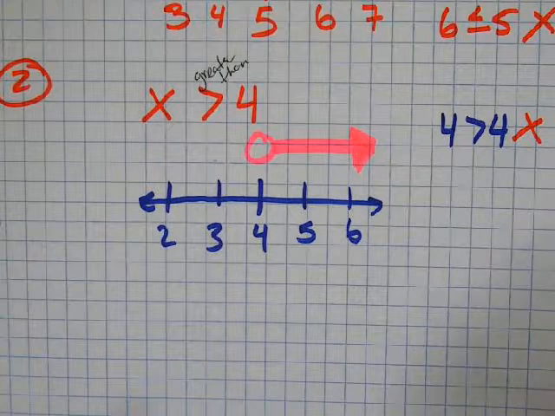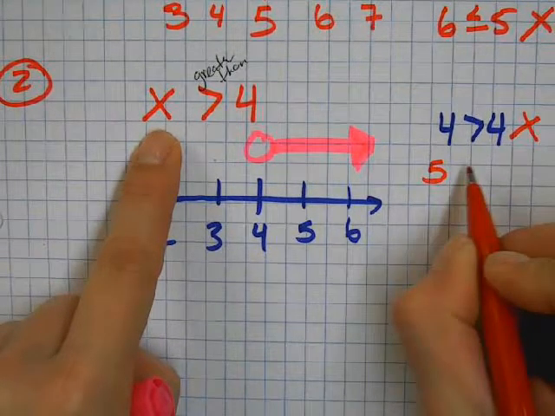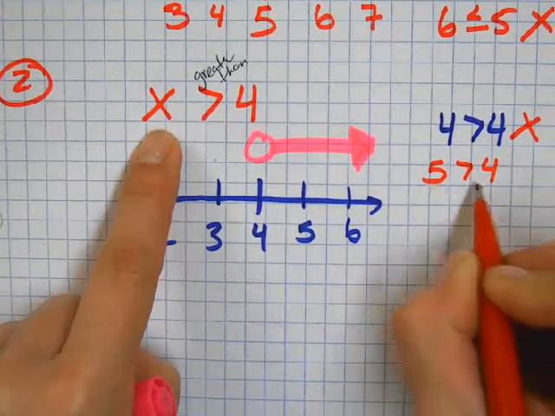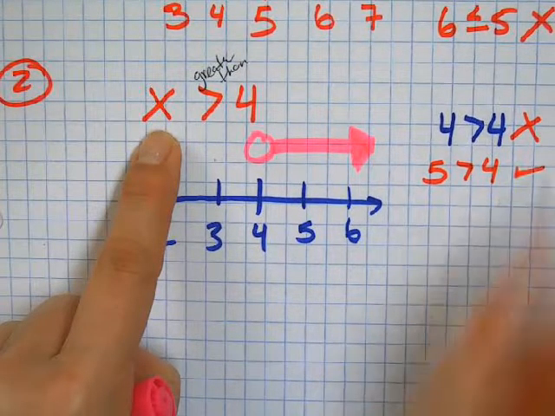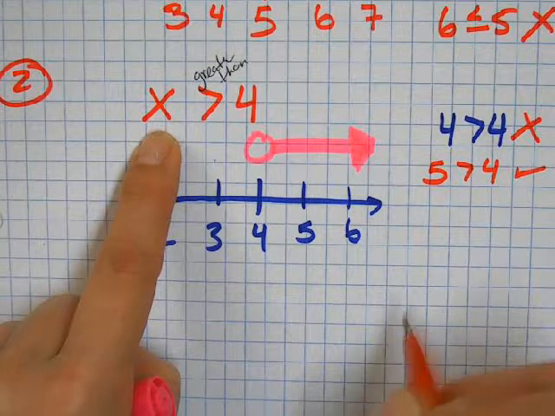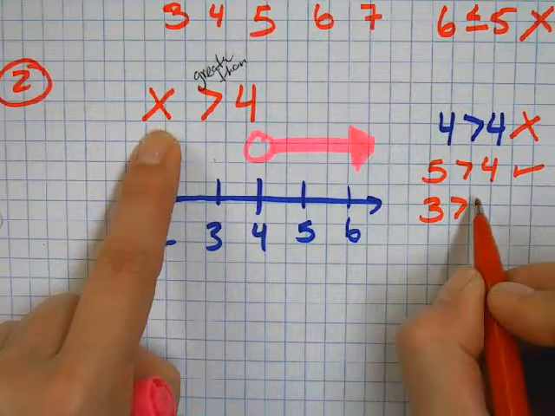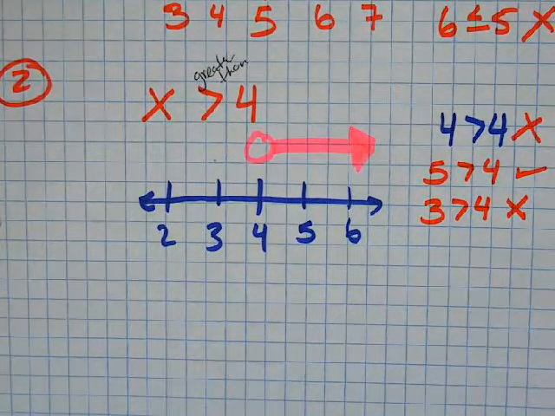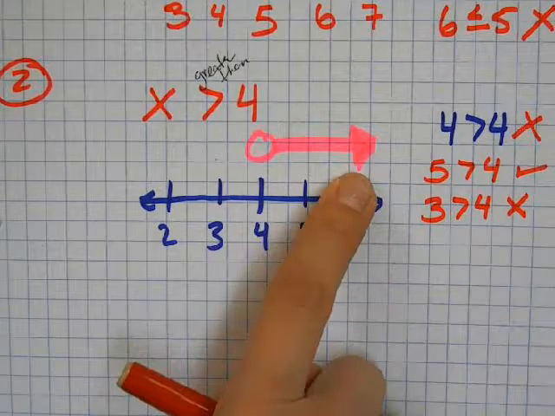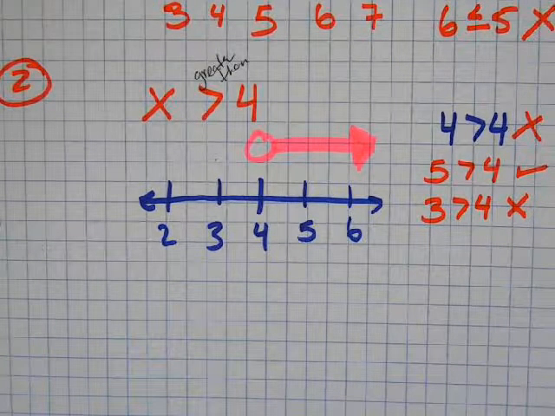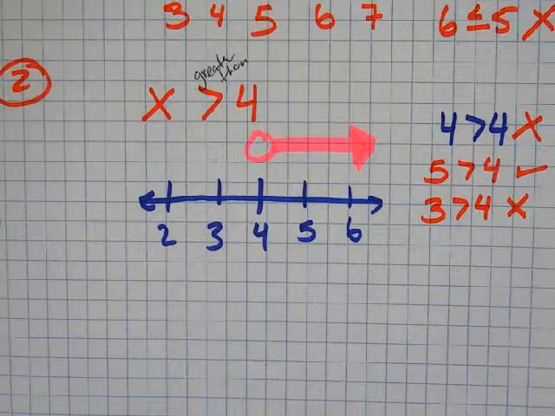Are we getting it? That means I can plug in 5 is greater than 4. Is 5 greater than 4? Yes. Is 3 greater than 4? No. That's why we shade this way. We shade the numbers that are possible solutions.